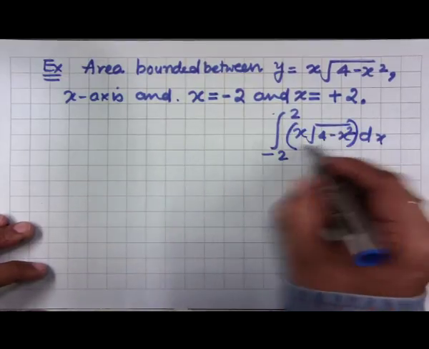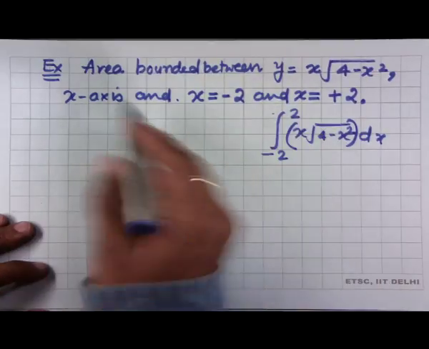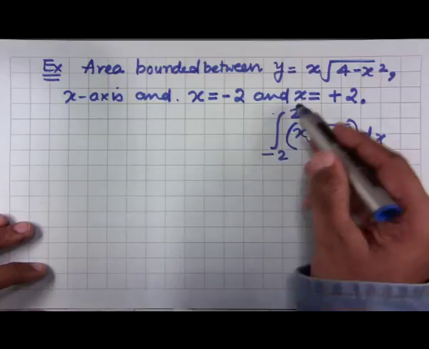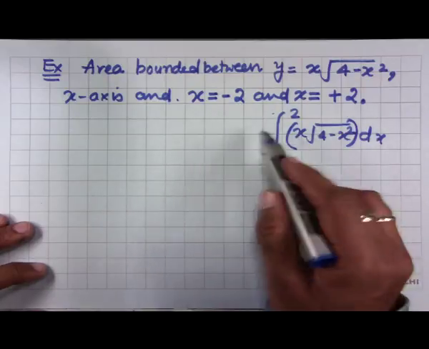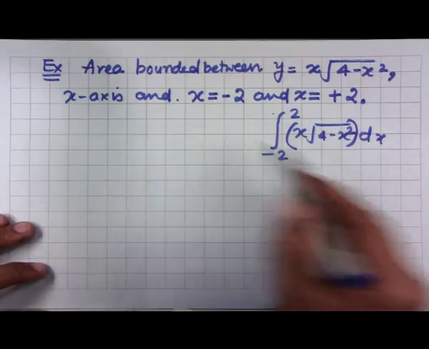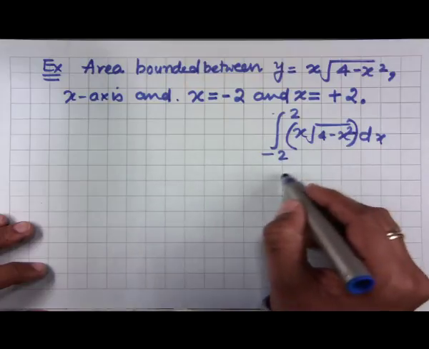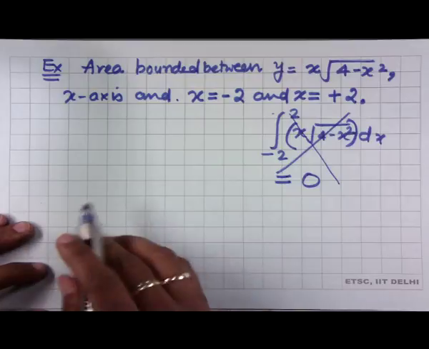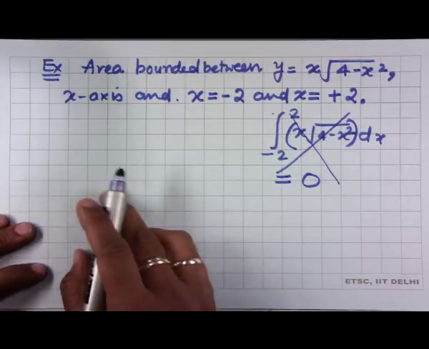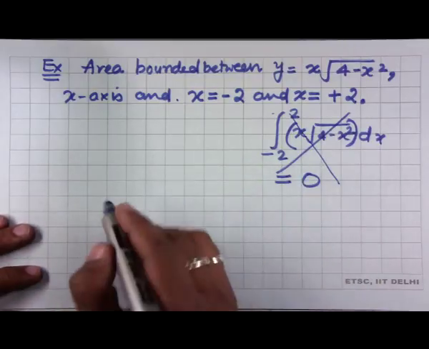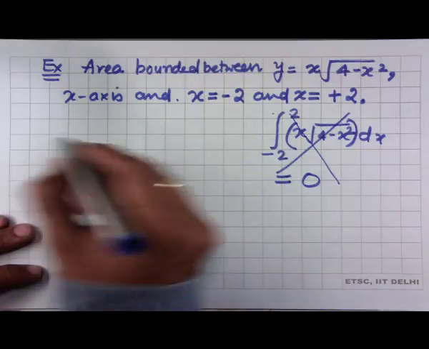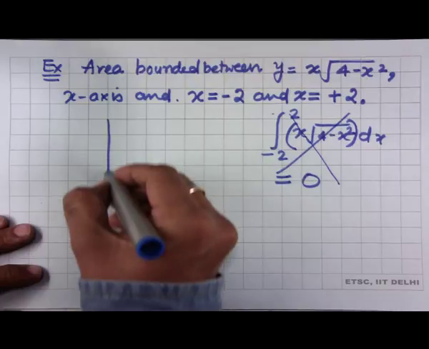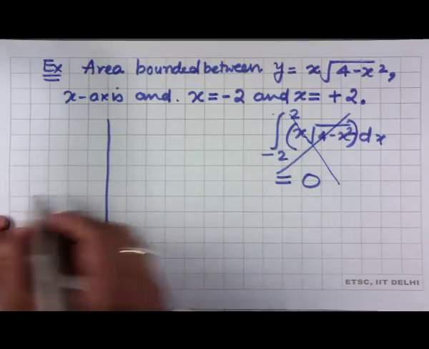But what will happen if you do that without plotting? If you try to integrate this function from minus 2 to 2, this is an odd function, so immediately the value will be 0. So therefore there is some problem with our approach. Without plotting we cannot proceed, so we should have a rough idea of the curve. So let us draw it first.